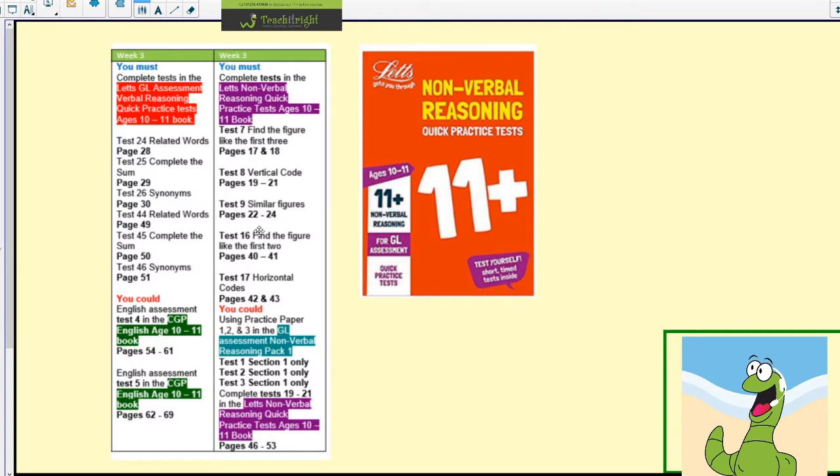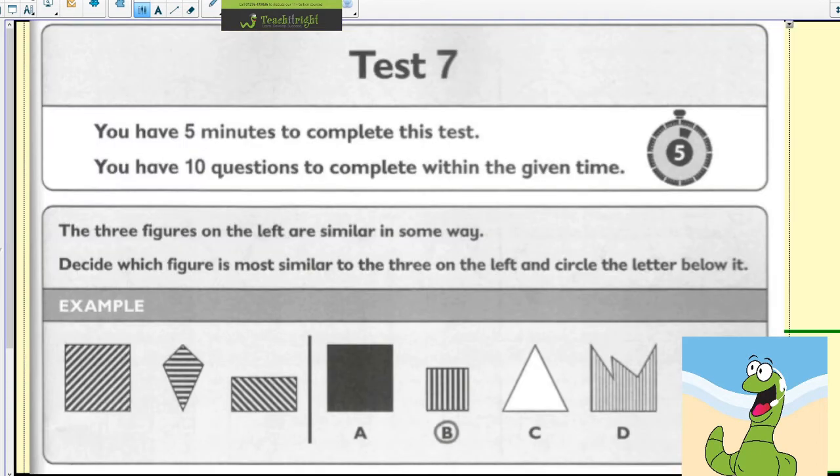Let's just check by flashing up the homework sheets. So what will we be going through today? Well, we're going to go through the week 3 homework that matches with Lesson 6, and that's the non-verbal reasoning, and it's tests 7, 8, 9, 16 and 17, all from this book here, the Non-Verbal Reasoning Quick Practice Test Book. Now what we'll be doing is going through in order 7, 8, 9, 16, 17, highlighting anything that's important, and just reading out the explanations to you guys. So hopefully you're ready to follow along.